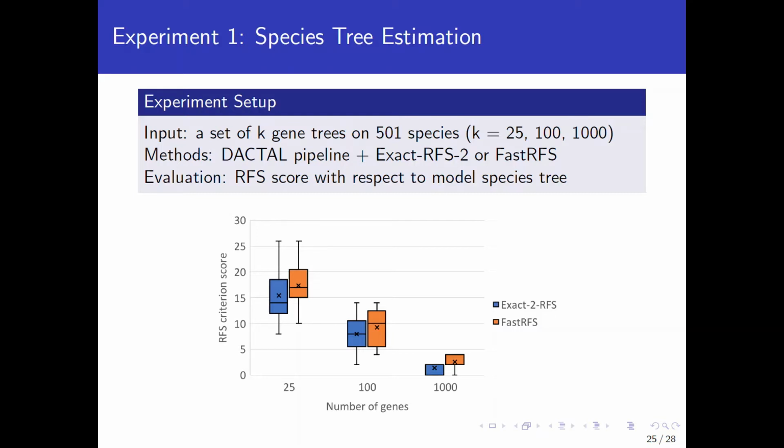As we can see in the graph, for each value of K, exact RFS2 performs better than fast RFS. In particular, when K equals 1,000, exact RFS2 strictly dominates fast RFS.